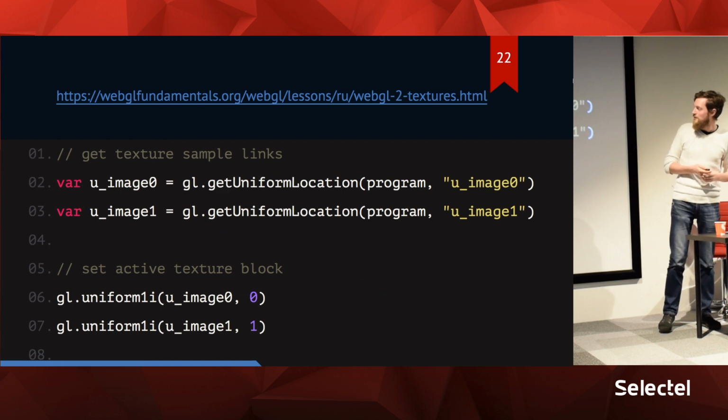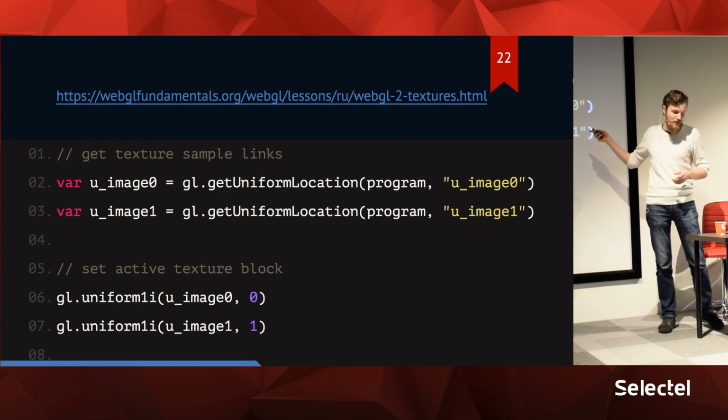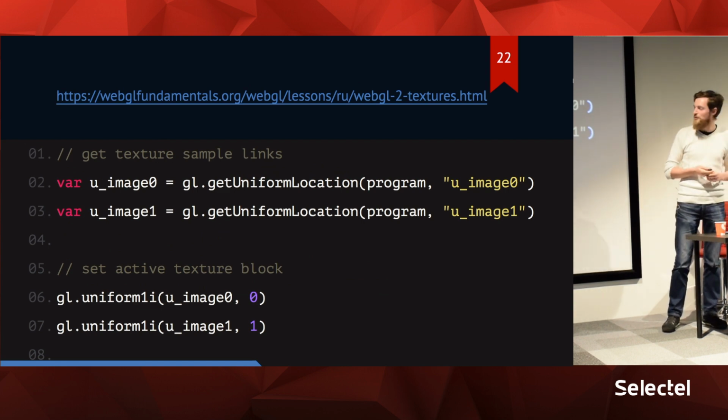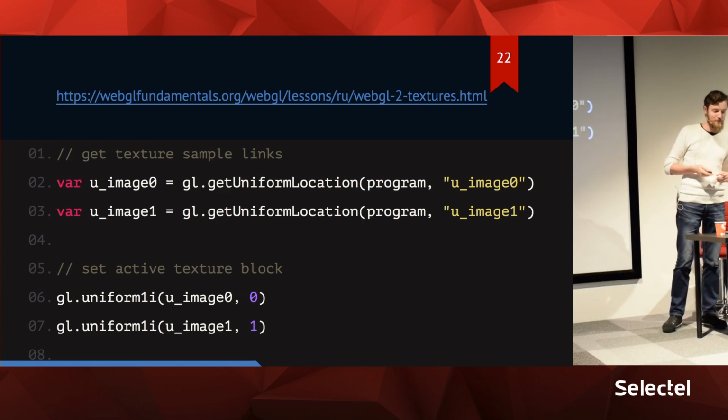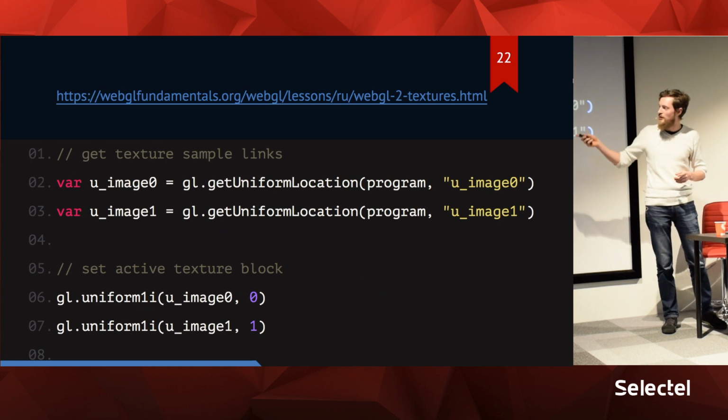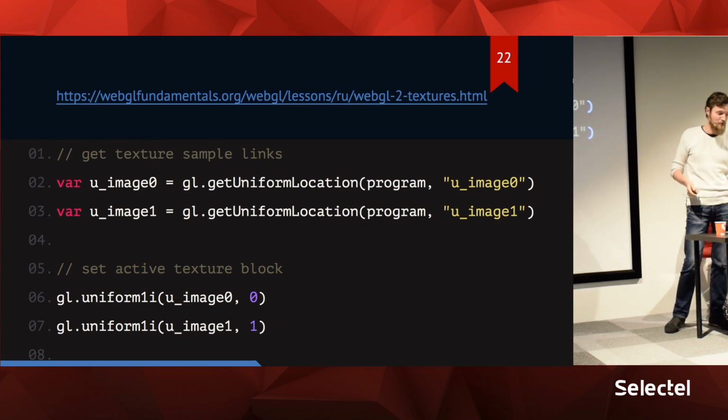Here we use different names. We can use any name for a texture. And we need to pass its location in video memory using WebGL functions like getUniformLocation. We need to get the address from video memory to operate with it.